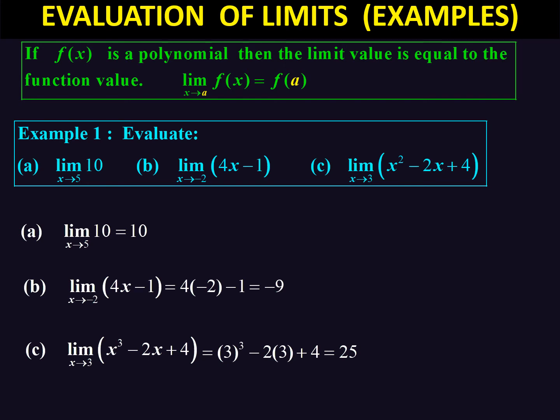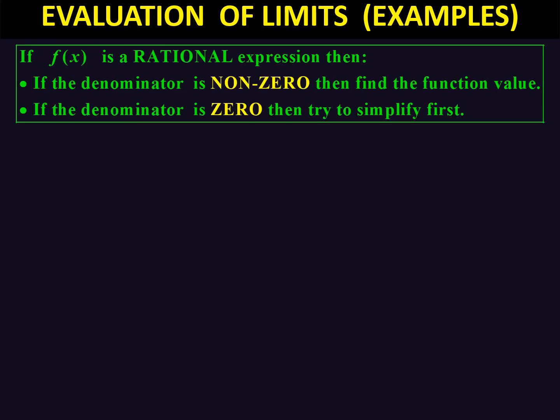Let's look at some examples where we do not have polynomials, some rational expressions. In this case we have a denominator, and the denominator is the one we must always be careful of. If it's non-zero, we can just calculate the function value. But if the denominator is 0, we first have to simplify the expression.